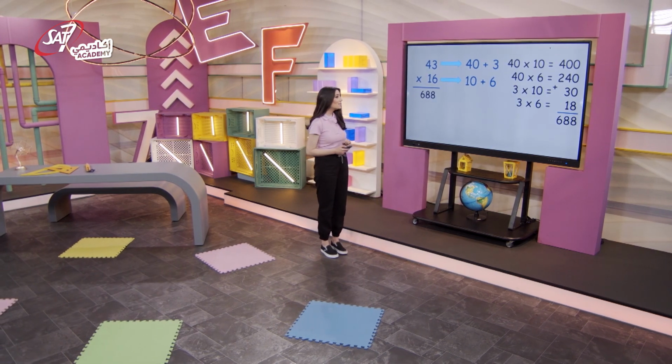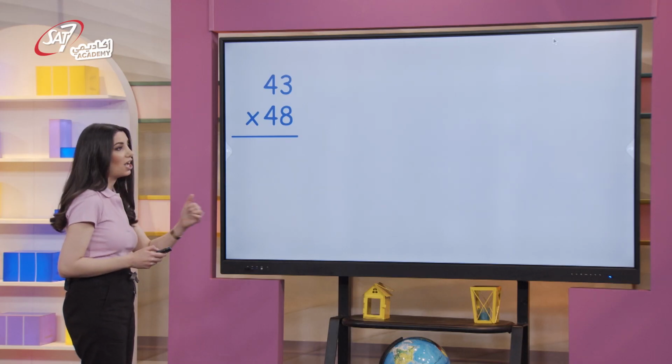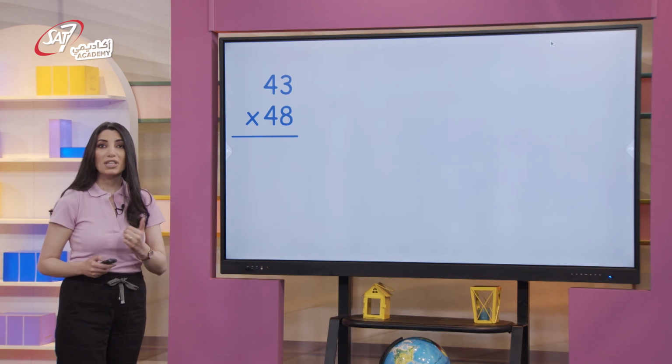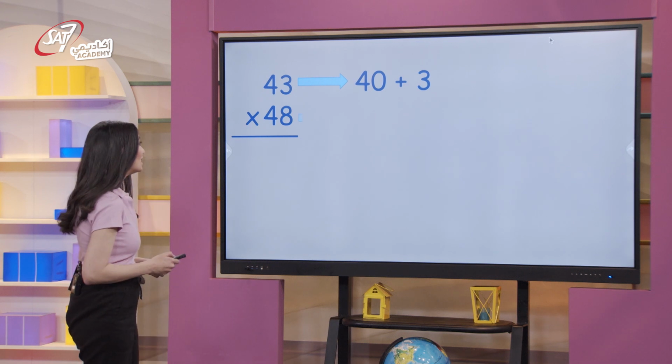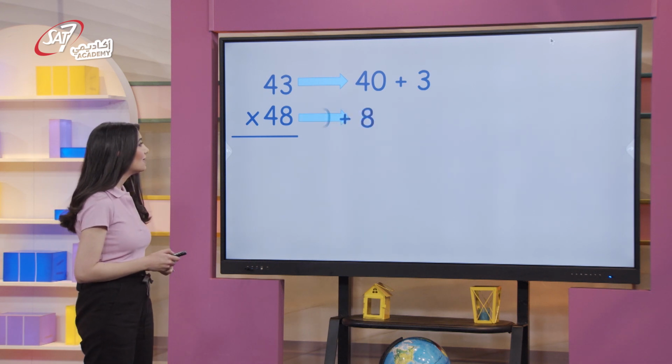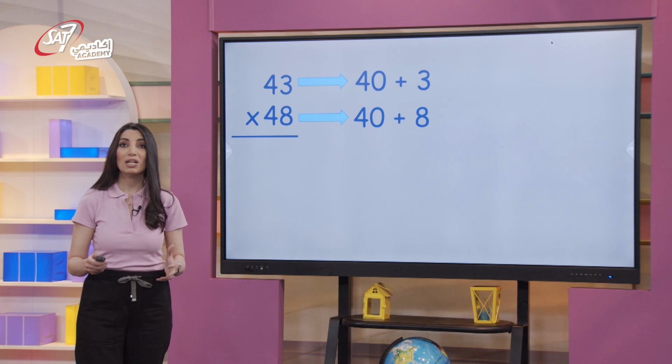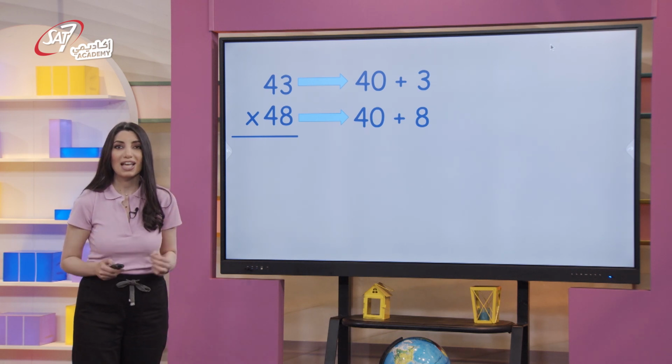Let's now calculate the distance he travels during the 3 months of summer. There are 12 weeks in summer, and if he travels 4 times per week, then the distance is crossed 48 times. The driver travels 43 kilometers 48 times. So, 43 is made from 40 and 3. 48 is made from 40 and 8. Let's multiply all these numbers together.